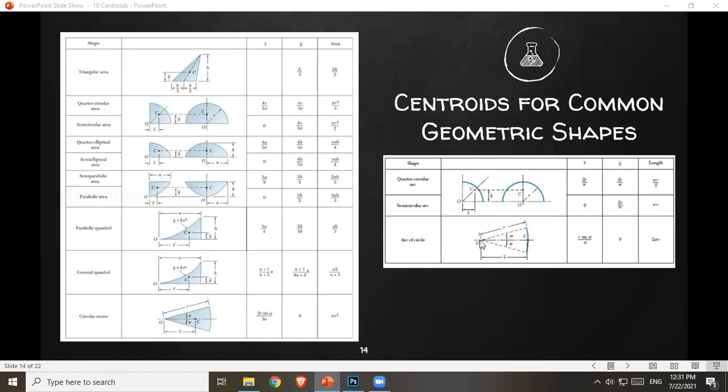So again, your reference axis is this point and this line, horizontal line. So x bar, distance of your centroid of this line from point O, is r sine alpha over alpha. Again, alpha is half the angle of your sector. Okay, and then y bar is 0, and then length of an arc of a circle is 2 alpha r.